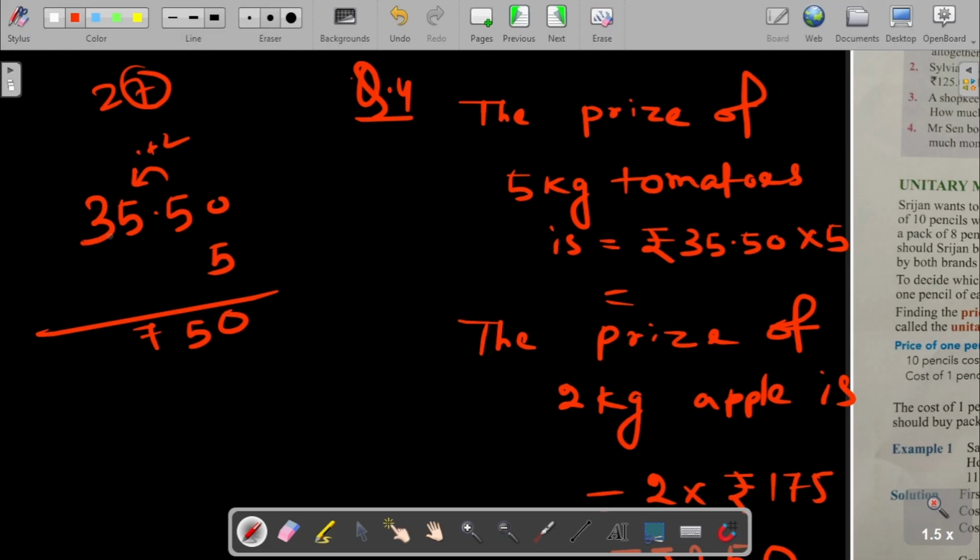So 5 multiplied with 3, 15. And 15 plus 2, 17. So after 2-digit decimal, here also we'll take after 2-digit decimal. So this is equal to what? Rupees 177.50.